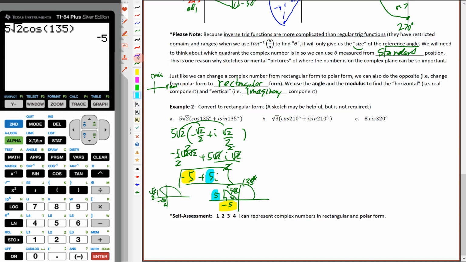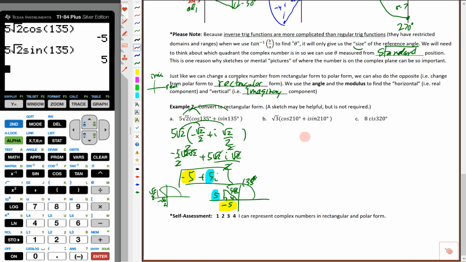Basically, what I just did is distribute 5 radical 2 times the cosine of 135. The cool part here is I can just recall this, come back here, and change the trig function we're working with. So we type in the sine right there, and it tells us that that's 5. The real part, the cosine, is negative 5, and the imaginary part is positive 5. So it does work either way you want to do it.